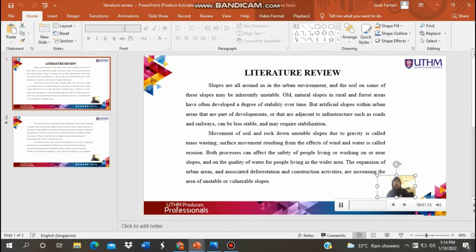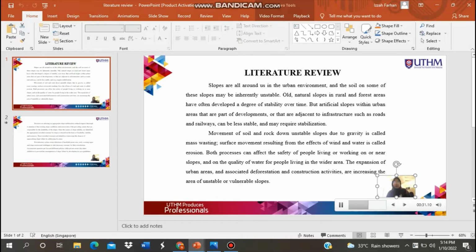Literature review. Slopes are all around us in the urban environment, and the soil on some of these slopes may be inherently unstable. Old natural slopes in rural and forest areas have often developed a degree of stability over time. But artificial slopes within urban areas that are part of developments or that are adjacent to infrastructures such as roads and railways can be less stable and may require stabilization.